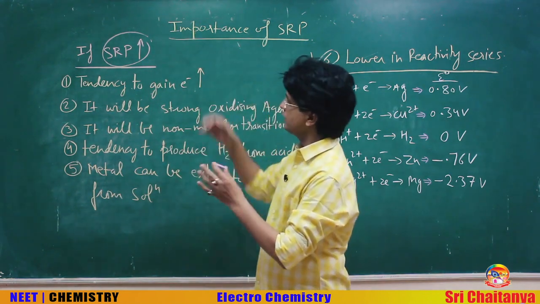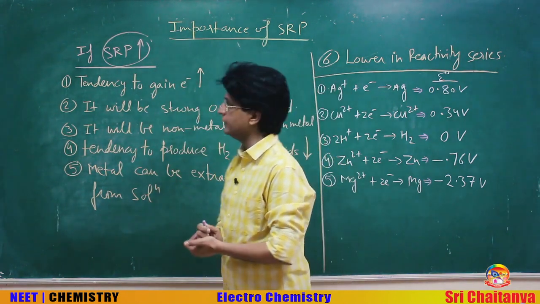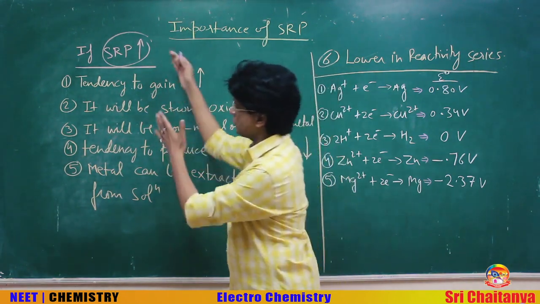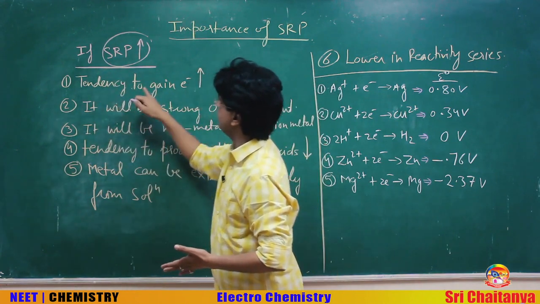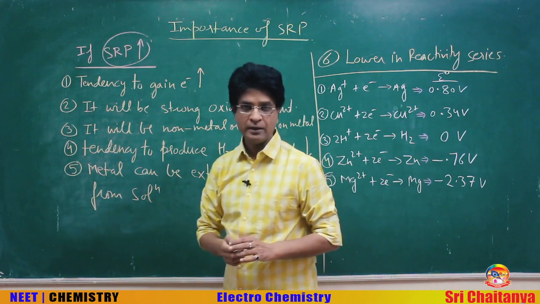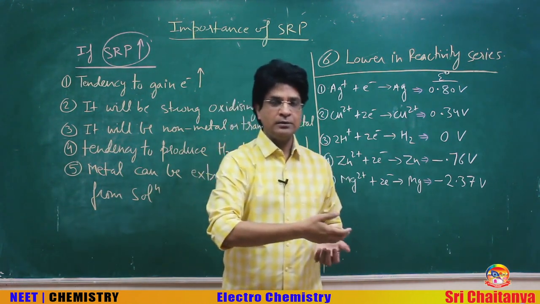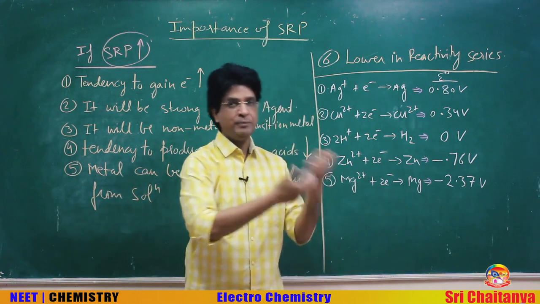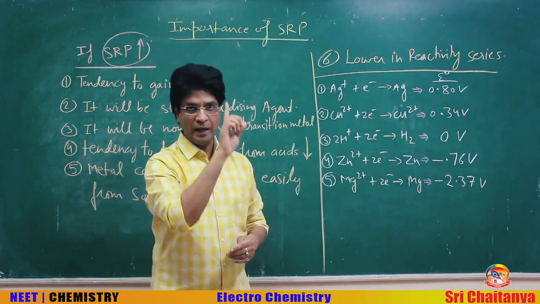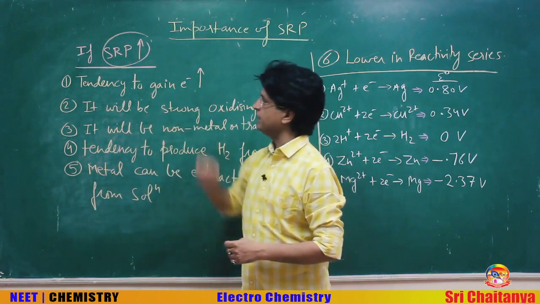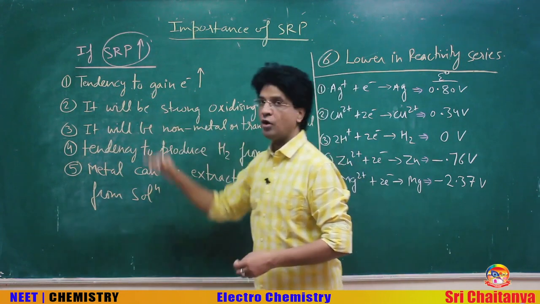So students, many a times NEET has been asking questions based on the importance of SRP. So here I am discussing, if the standard reduction potential value is higher, then what can be the consequences? We are going to discuss that. If SRP is higher, tendency to gain electron will be higher. SRP means standard reduction potential, tendency to get reduced, tendency to accept electron. If SRP is higher, tendency to accept electron will also be higher. And if you are accepting electrons, the chances are great that it will be a strong oxidizing agent.